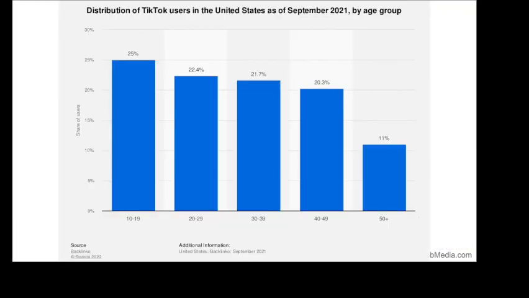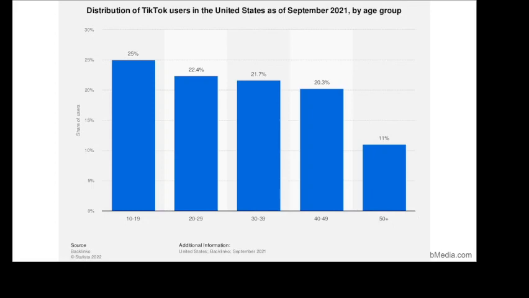This is the current distribution of TikTok users based on age demographics. 25% 10 to 19, 22% 20 to 29, 21% 30 to 39, 20.3% 40 to 49, 11% 50 plus. And you've got to realize that every month that goes by, this starts getting more heavily weighted to the right. And look at this, 40 to 49 is literally 1% less than 30 to 39, which is 1% less than 20 to 29.